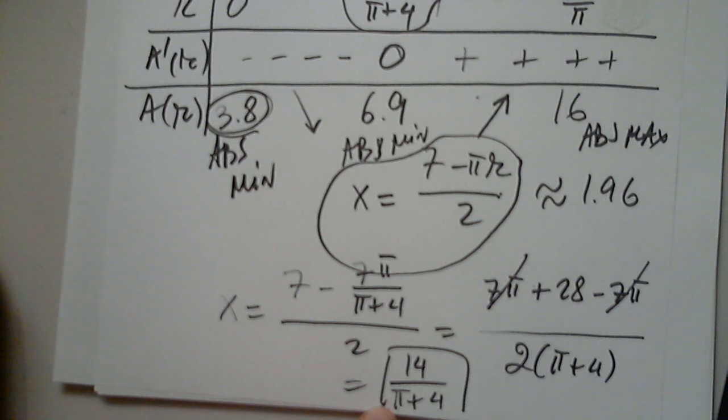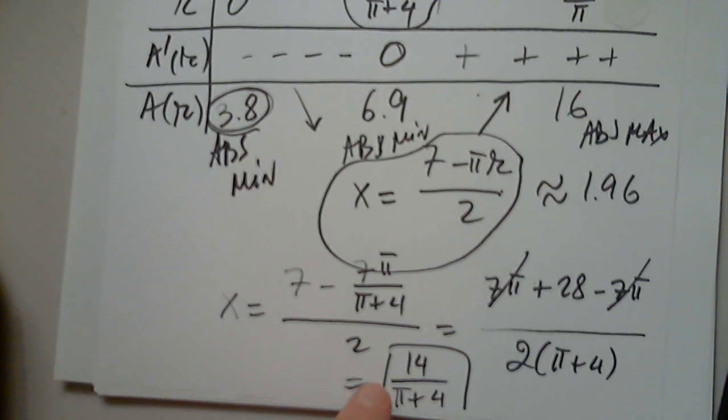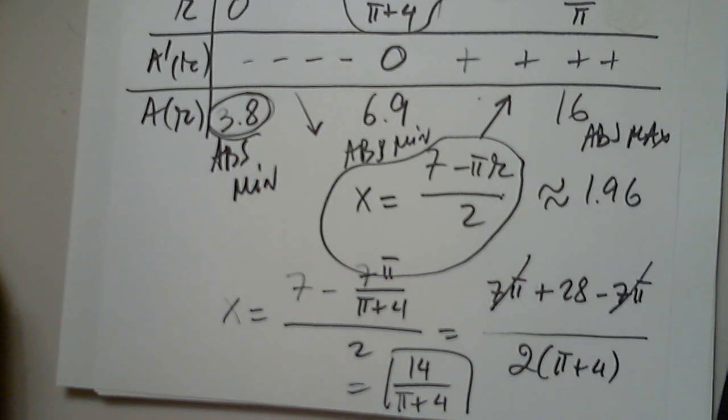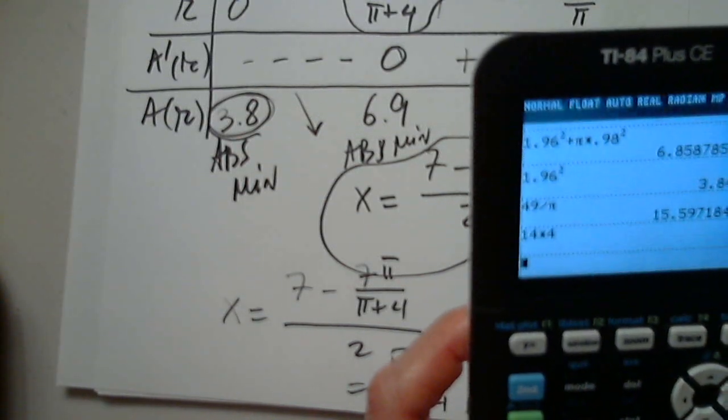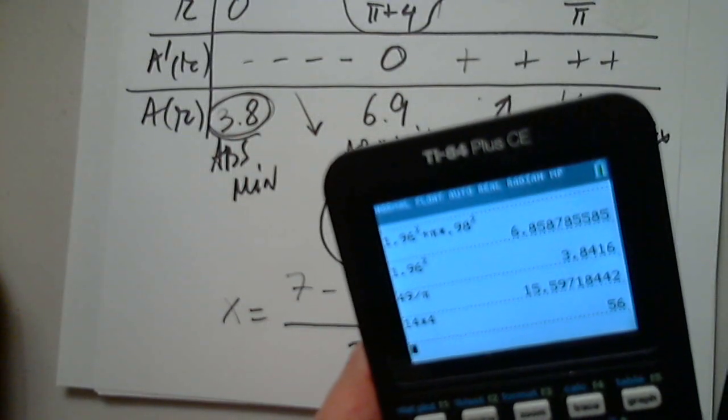And can you show me one more time? It didn't like 14 over pi plus 4. How much wire in meters should be used for the square? Oh, I'm sorry. We have to divide by 4. I put X, but they're asking us how much they use for the square. So we have to multiply. This is just X. We have to multiply by 4. So just change the top, the 14 multiplied by 4. 56. Nothing else.